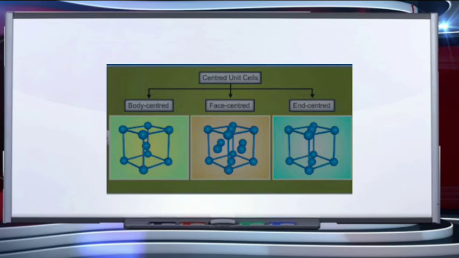So, in total, there are 14 possible 3D lattices. These are called Bravais lattices after the name of the French mathematician who first described all of these.